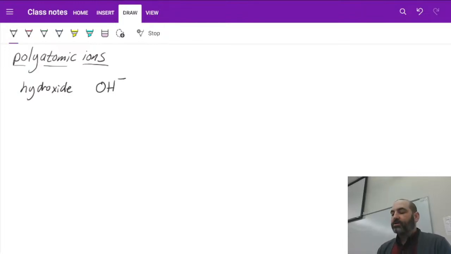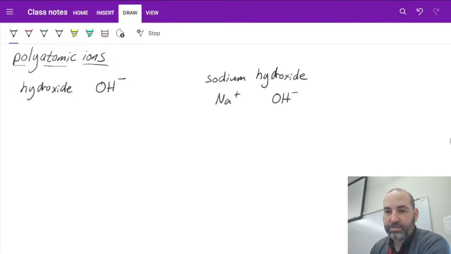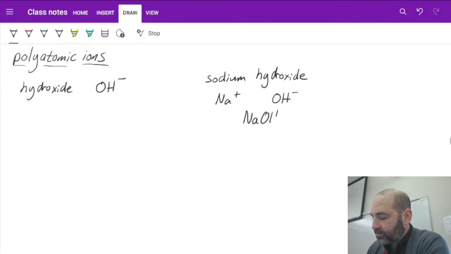So when we talk about sodium hydroxide, which is the chemical that we used as a reagent in the biodiesel synthesis last week, that is an ionic compound of sodium, Na plus, and hydroxide, OH minus. And we balance out the charges and get NaOH. We don't have to adjust anything with subscripts.